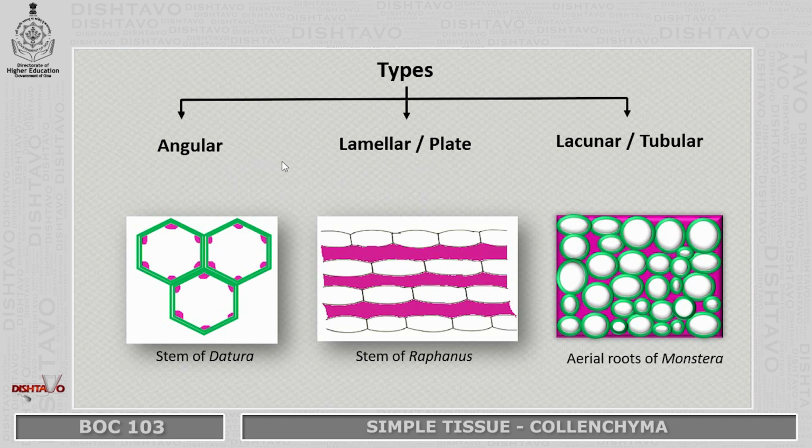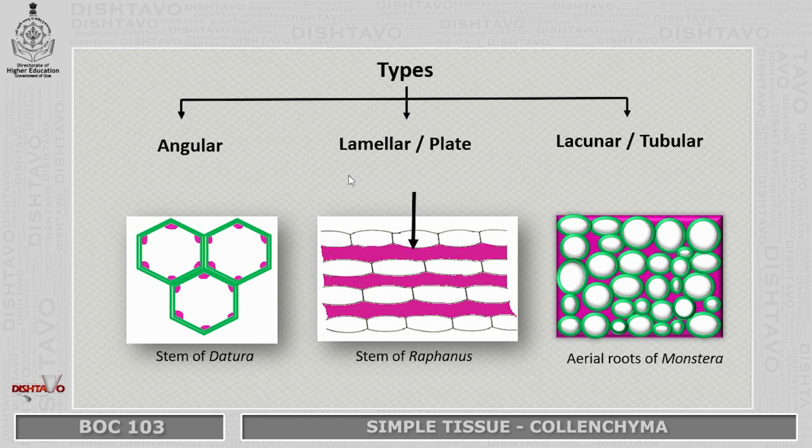Now, based on the pattern of thickenings, collenchyma can be divided into 3 subtypes. The first type is angular collenchyma, wherein the thickenings are present at the angles of the cells, that is at the corners of the cells, and you see this type in the stem of Datura. The second is lamellar or plate collenchyma. In this case, the thickenings are on the tangential walls and not on the radial walls.